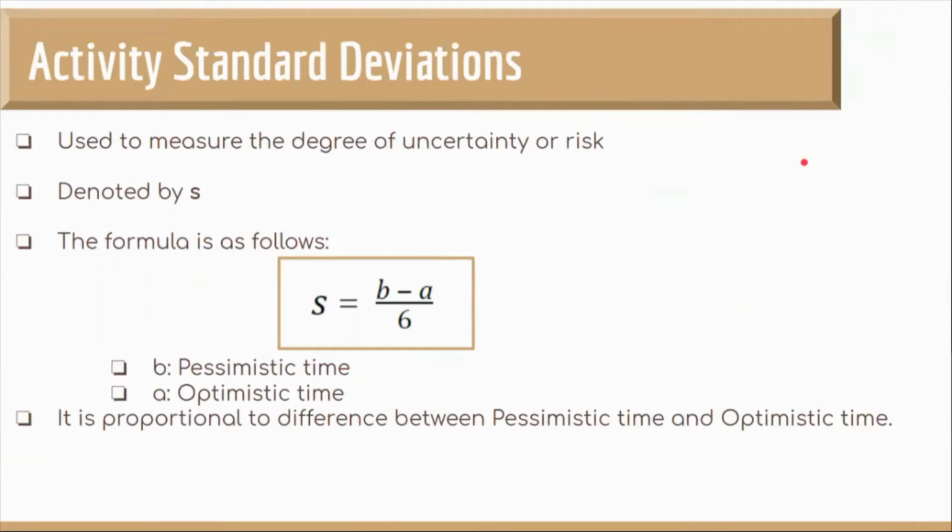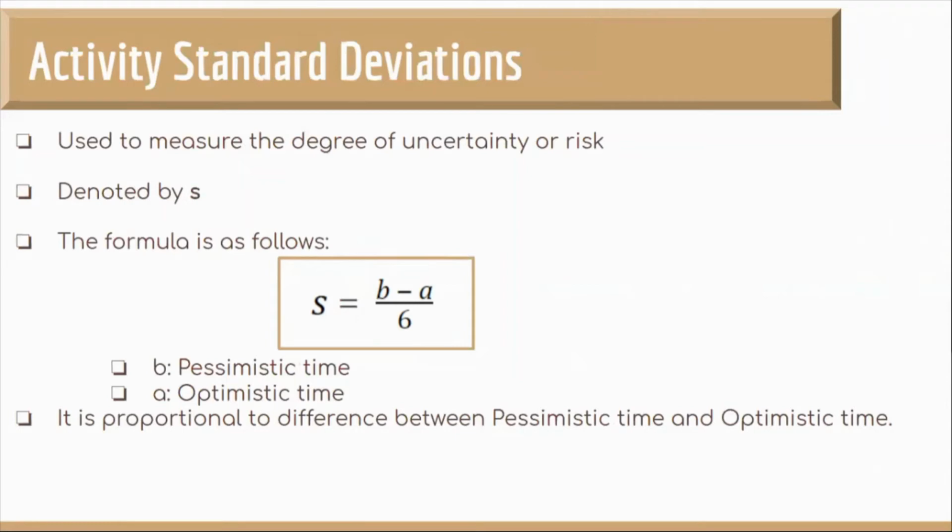Activity standard deviations. This is used to measure the degree of uncertainty or risk. As we know, uncertainty and risk are two different things. Risk is when we know all the outcomes and the likelihood of those outcomes. Uncertainty refers to the situation where either the outcomes or the occurrences are unknown to the decision maker. Here we are finding the standard deviation for each activity. This will help us to estimate the degree of uncertainty or risk for each activity.